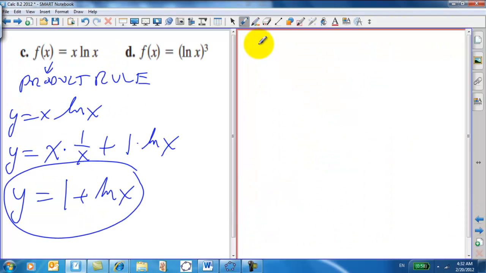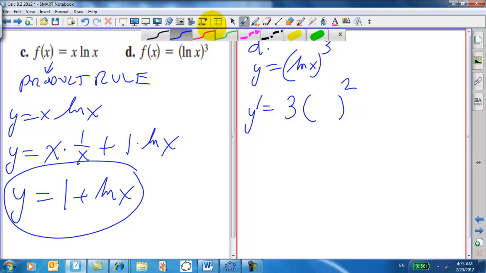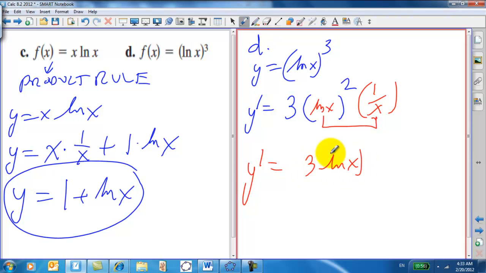And then for part D, y equals the natural log of x quantity cubed. Now notice the cubing is not inside the log. If it were, then I might use the rule of logarithms right away, and I'll show you that with part E. So the derivative is 3, leave the inner function alone, squared. So I took the derivative of the outer function. Now let's deal with the inner function, which is natural log of x, and I've got to multiply by the derivative of the inner function, which is 1 over x. So we get for the derivative 3 natural log of x squared over x.